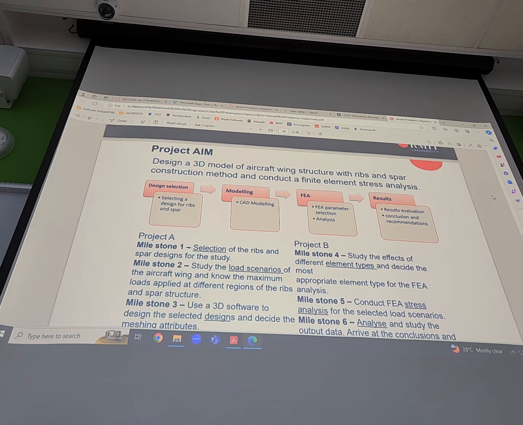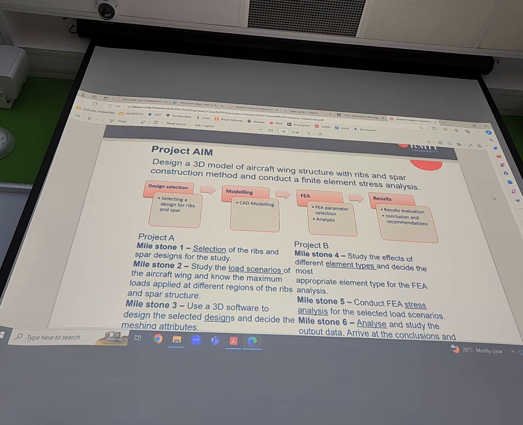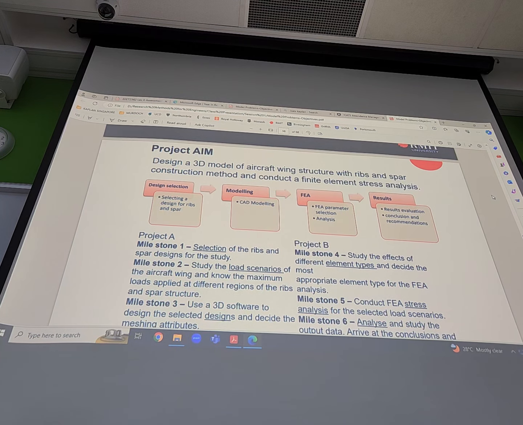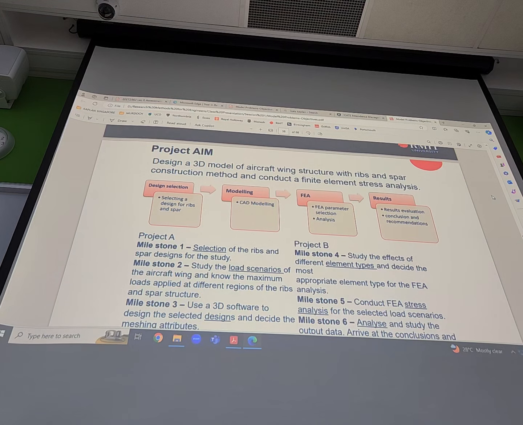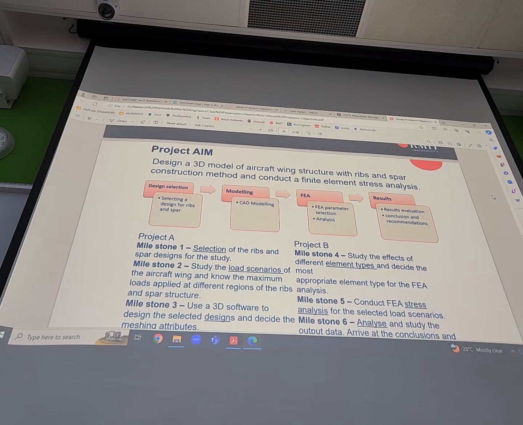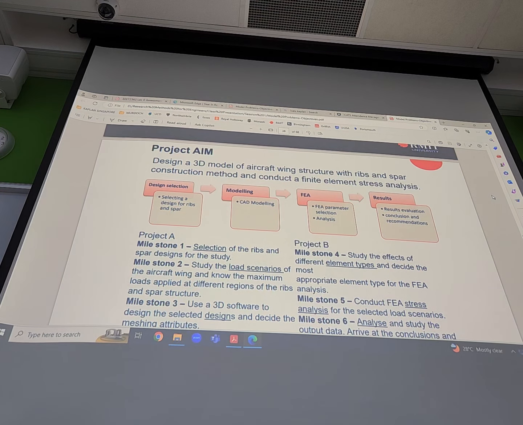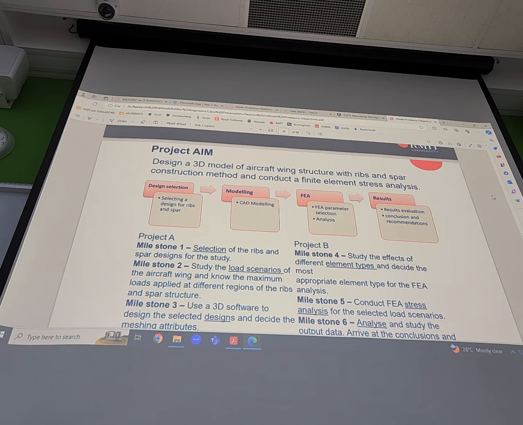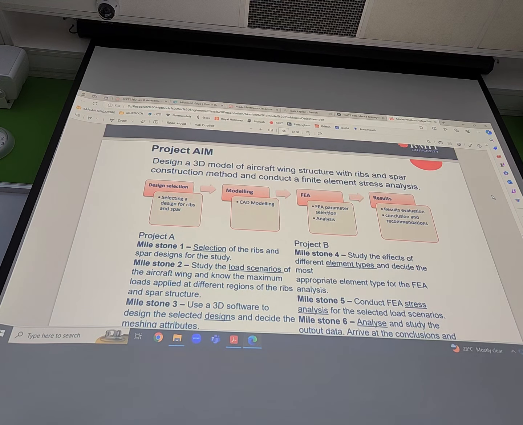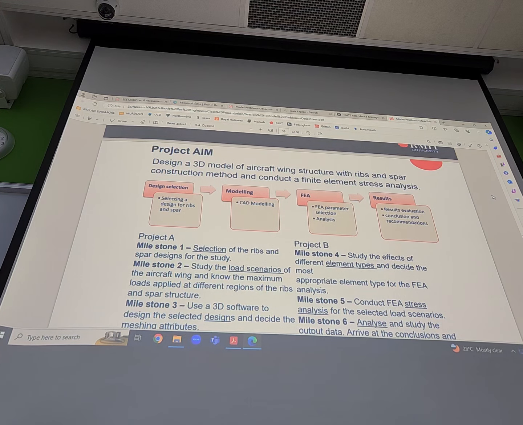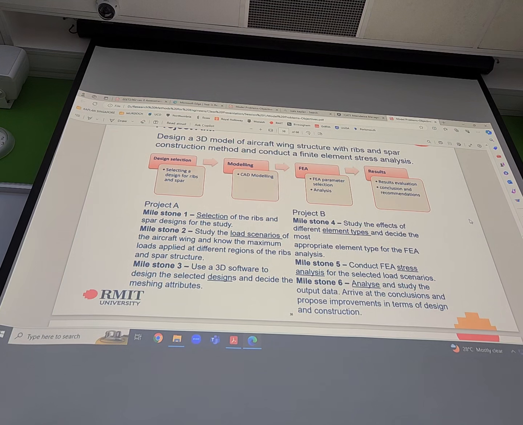So here basically it is an investigative project. Design 3D of the ribs and spars for the particular aircraft wing, then do the stress analysis. So design selection, then modeling, then FEA, the finite element analysis, then the analysis of the results and the interpretation. So here the student identifies for project A, what are the things planned? For project B, what are the things planned?